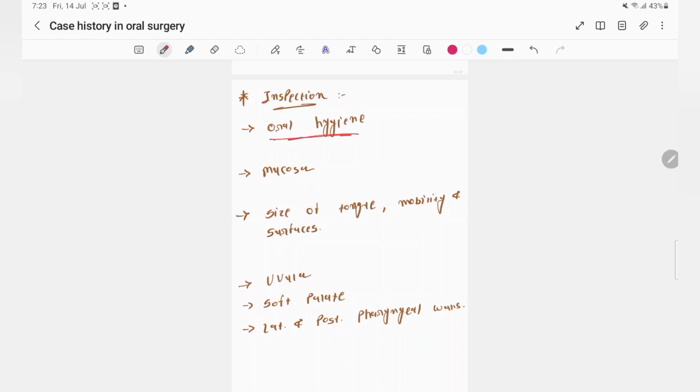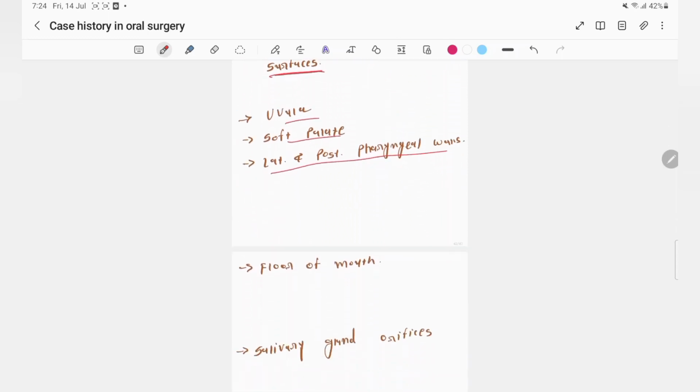So if there is bad oral hygiene and halitosis, it is indicative of more caries and periodontal diseases. Then second is to examine the mucosa for its color, texture and presence of any ulceration or growth or any draining sinus. After this, you have to examine the size of the tongue like macroglossia and microglossia, then mobility of the tongue and the surfaces of the tongue. Then you have to examine the uvula, soft palate, lateral and posterior pharyngeal walls.